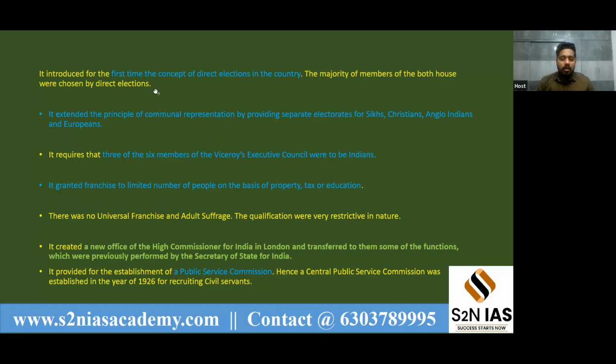I already told you direct elections were conducted, but the number of voters was very, very limited. In today's terminology it is universal adult suffrage, but in those days' terminology, limited franchise, because only limited people were eligible based on property, tax, and education. These three terms should be noted down, because MCQs will confuse you by changing the order of these terms: property, tax, or education.